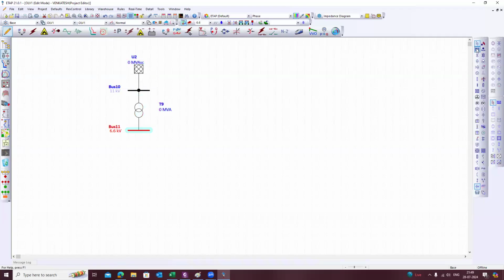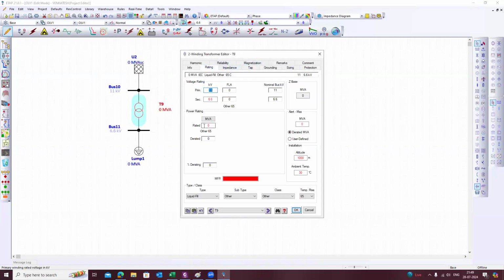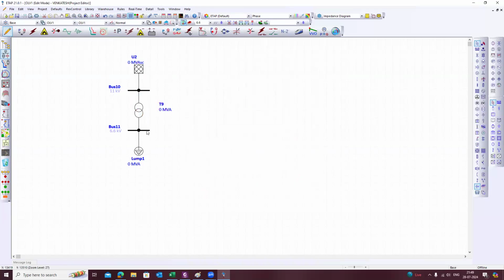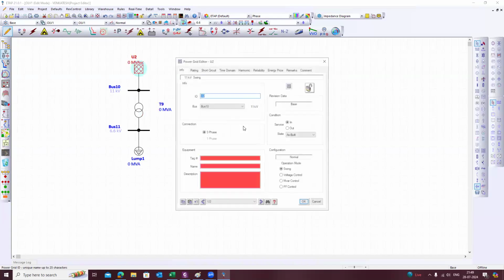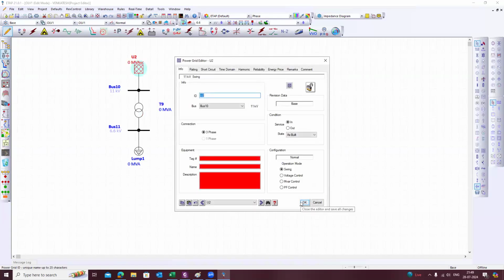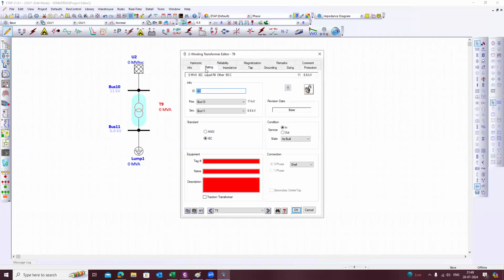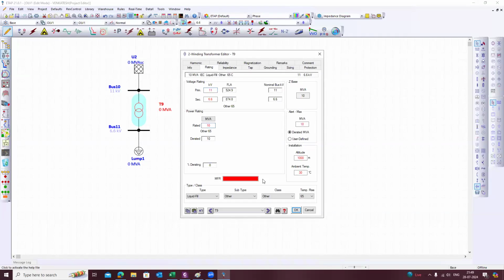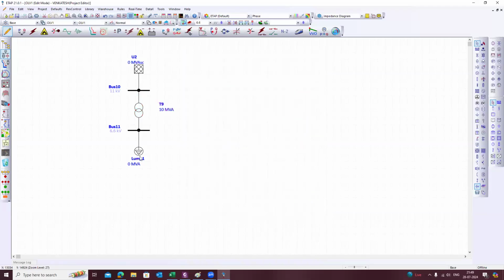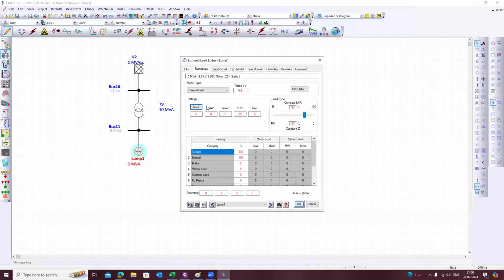Let's suppose this is the load, and this is a 10 MVA transformer, for example. The impedance, I am assuming a typical impedance. And let's suppose the load is 5 MVA. From here, you can set whether it is constant power or constant impedance. So I'm setting 50% constant impedance load and 50% constant power load.